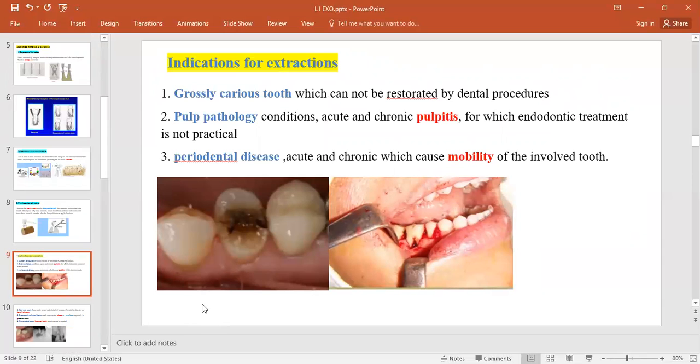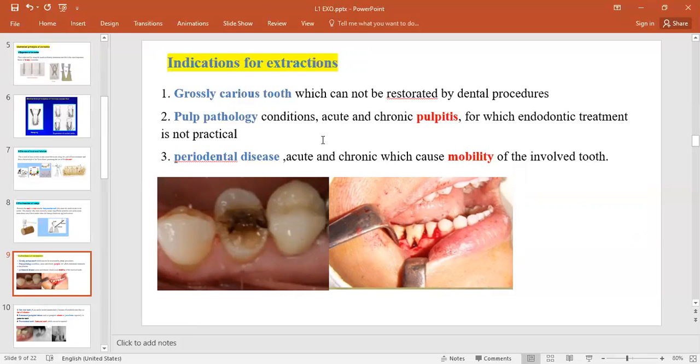So now we move to the indications of extraction. There are many indications, however, we can save the tooth by other techniques according to the case. If we have a grossly carious tooth that we cannot restore by any dental procedure, root canal or something like that, we can extract the tooth. Pulp pathology such as chronic and acute pulpitis also, when we cannot do a root canal or the patient refuses, we can extract the tooth.